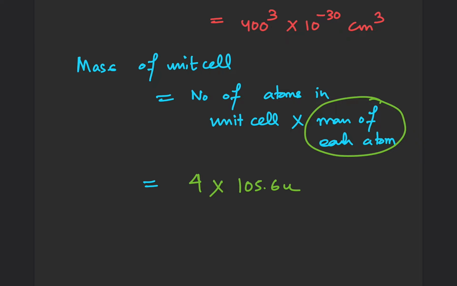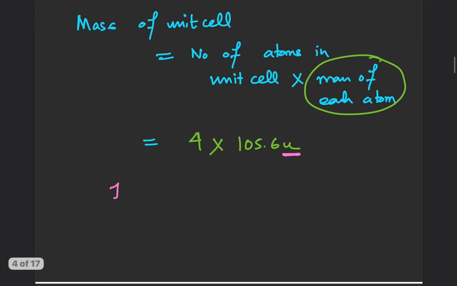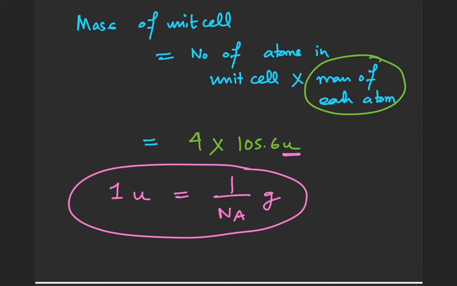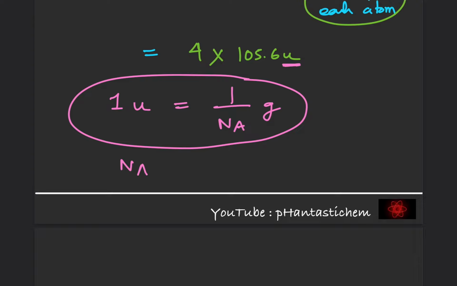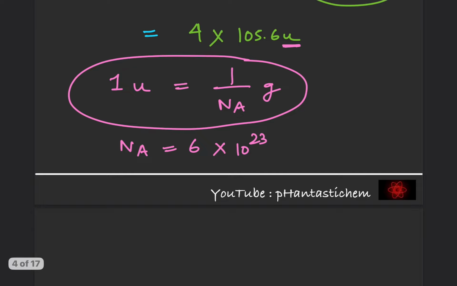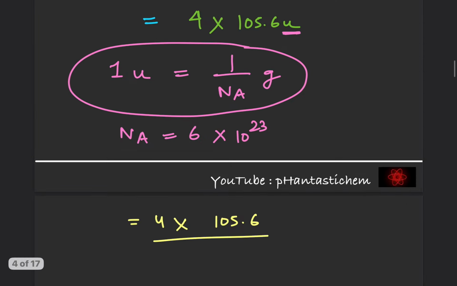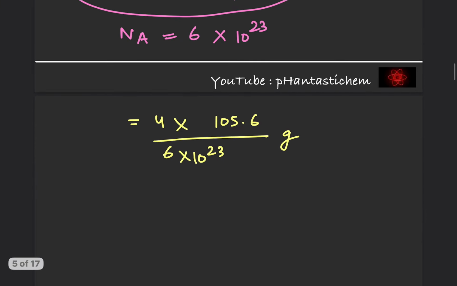One more catch is, again they're asking us density in gram per centimeter cube, and here the unit of mass is U. So we have to convert U to grams, and we know that 1 U is equal to 1 by Na grams. This is very important to remember. Na is given to us in the question, they have told us to take it as 6 into 10 power 23. So the mass will be 4 into 105.6 divided by 6 into 10 power 23 grams. This is the mass of the unit cell, right?